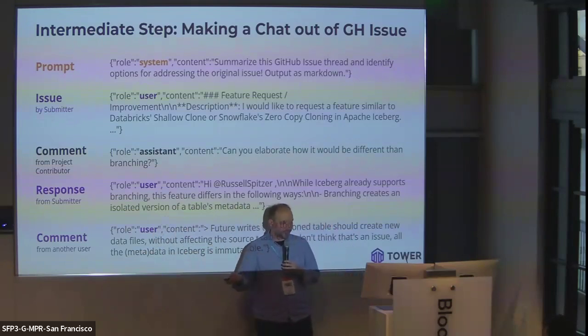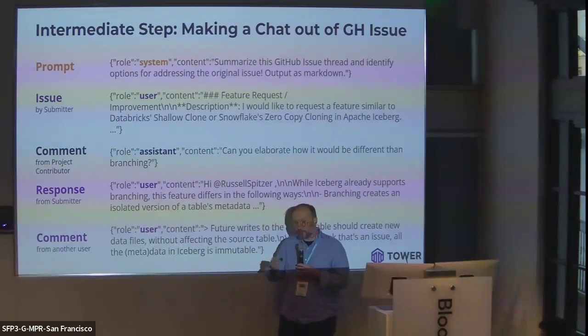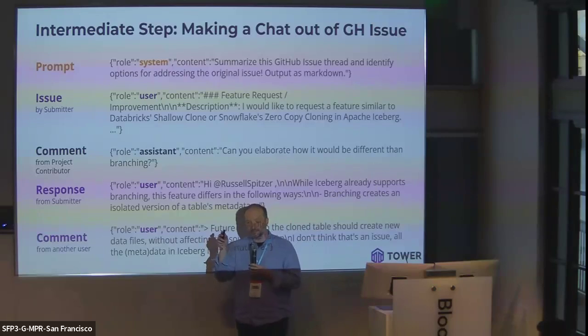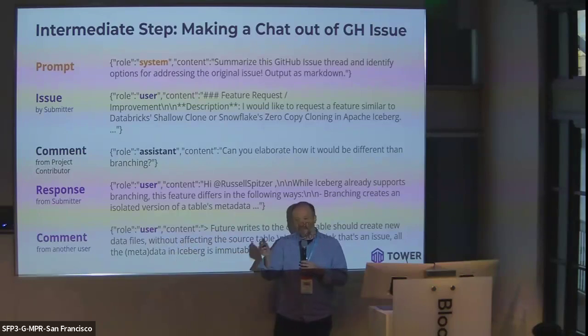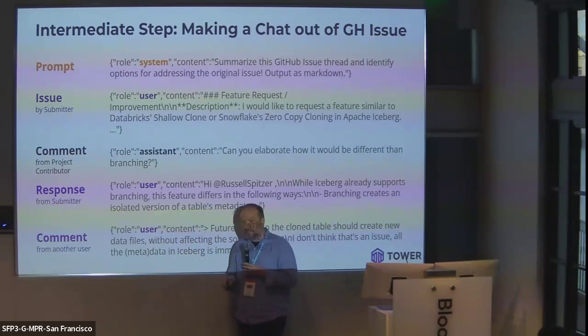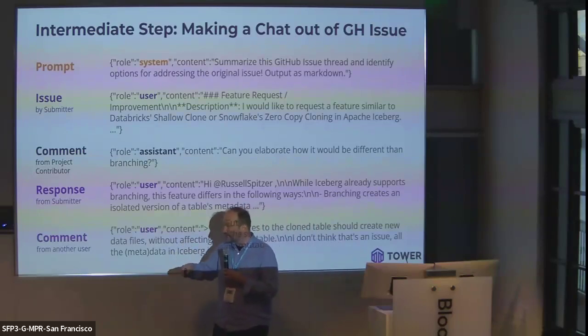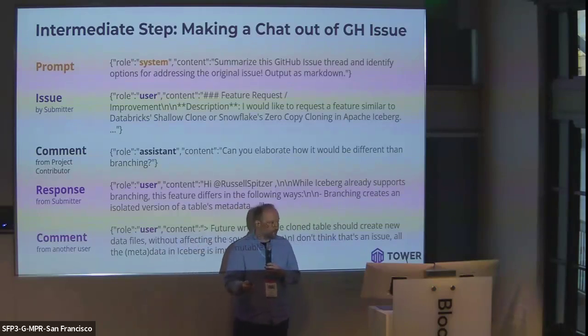Output as Markdown. The issue itself will be the first message in the chat. Then all of the comments by the contributors of the repo, we'll mark them as assistant messages. That's a trick. And all the other comments in the GitHub thread will be converted into messages. Well, great. So we have this chat.